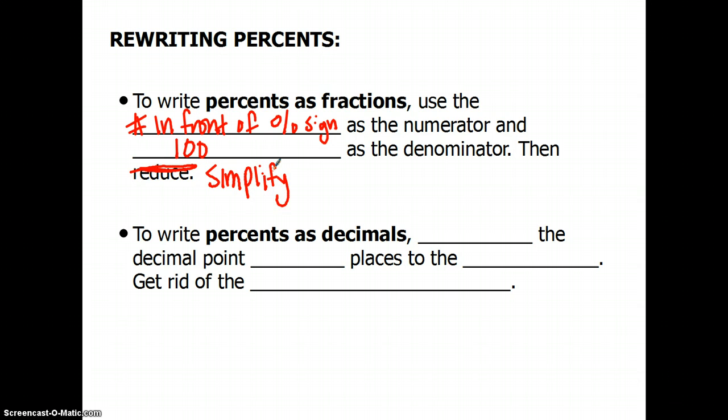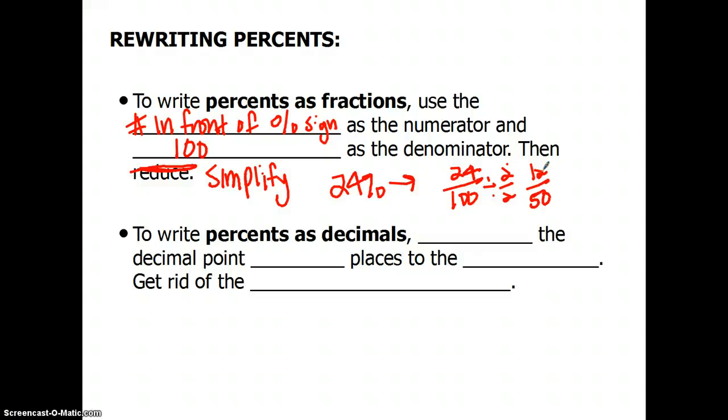Okay? So for example, if we have 24% and I want to write it as a fraction, it is 24 over 100. And then I simplify. I'm going to simplify by 2 over 2, I get 12 over 50. And that's all I can do, okay? So write it as the number in front of the percent sign over 100 and then simplify.